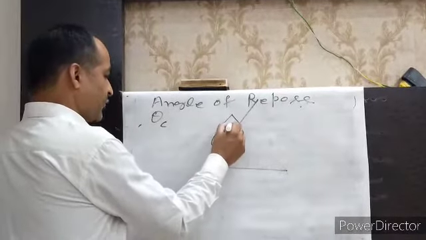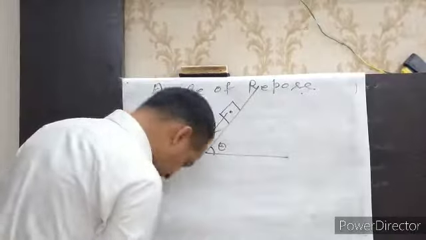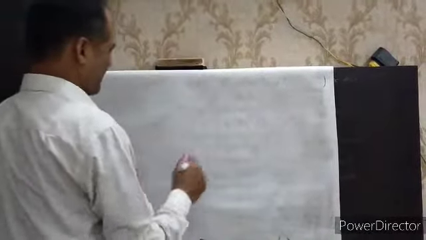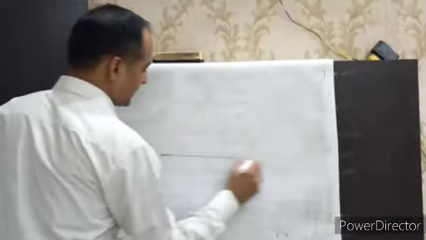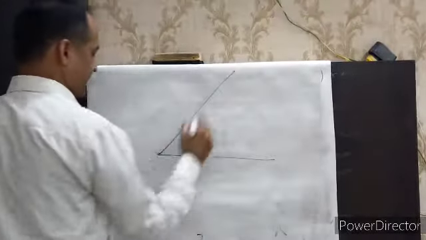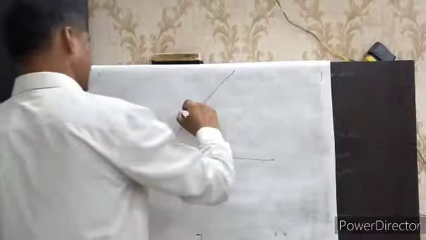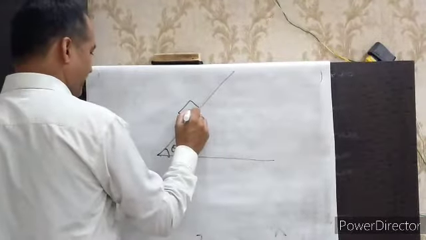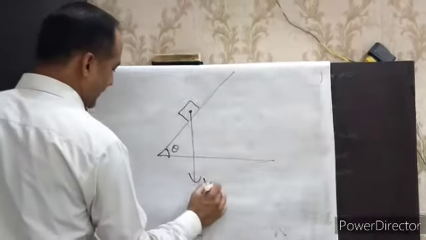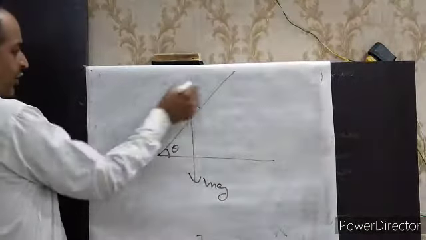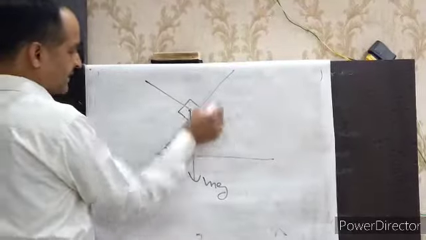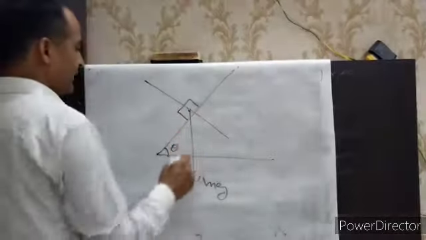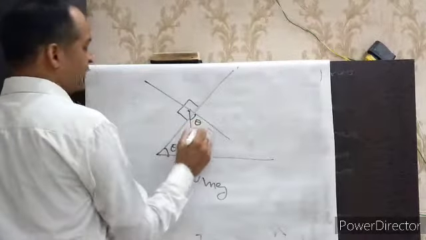This is the weight of the body, which always acts. I am making another diagram. See this diagram. Theta. This is an object on the inclined plane. Now the weight of the body will act in the downward direction, mg. The normal reaction on this surface will be like this. Clear? This is normal. Then this angle will also be equal to theta.